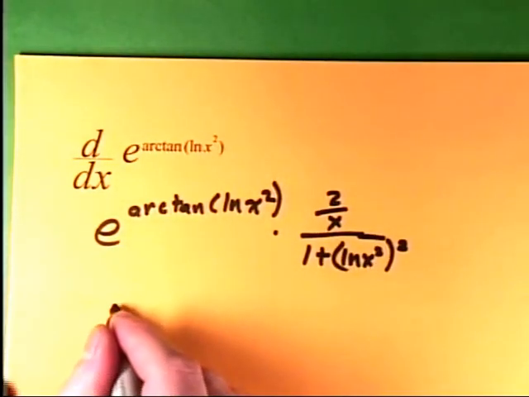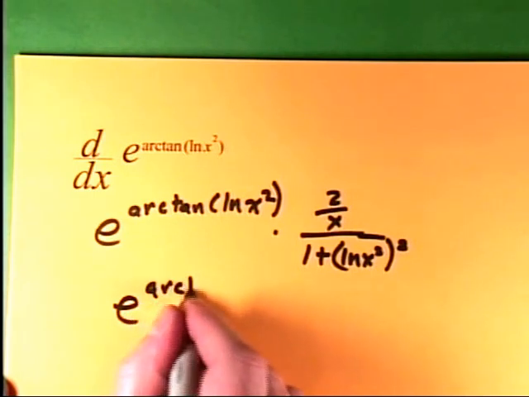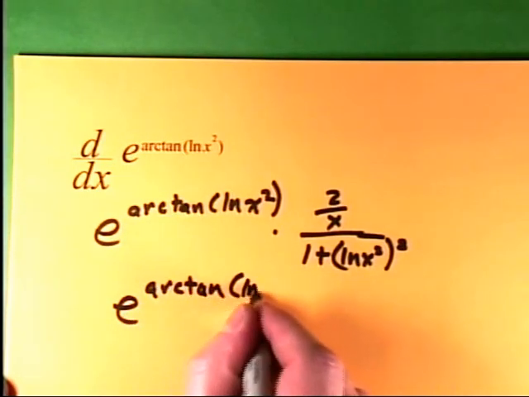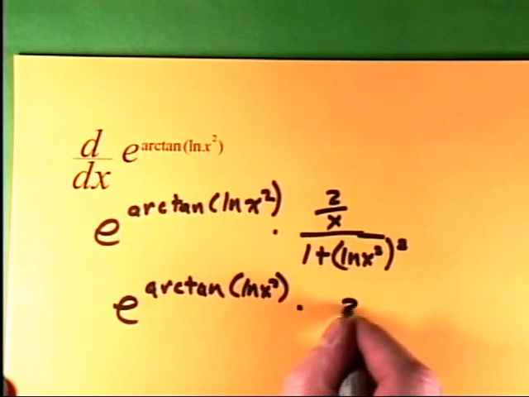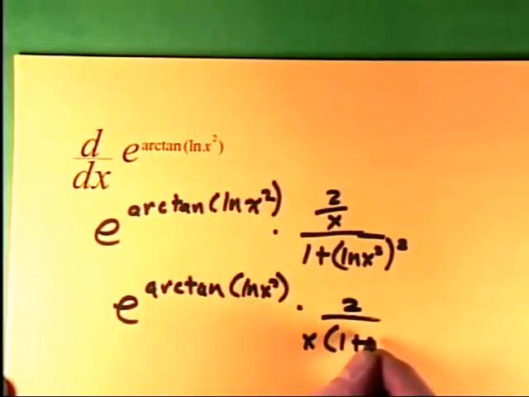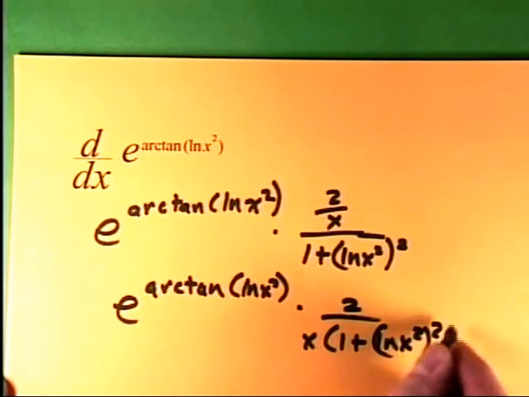You could simplify that if you want to make it look like one denominator, times 2 over x times 1 plus natural log of x squared, cubed.